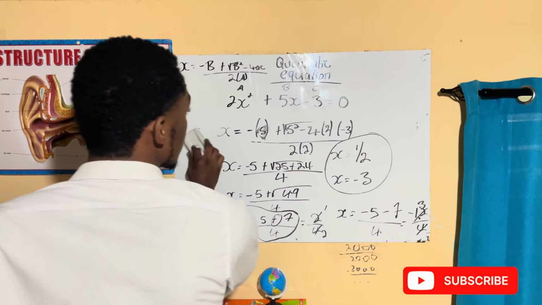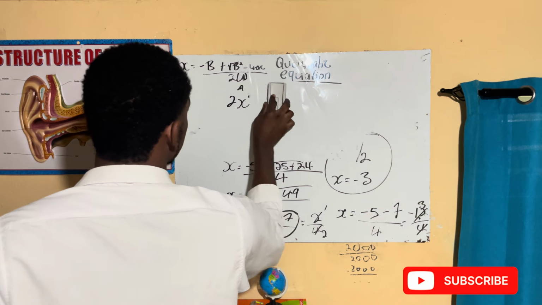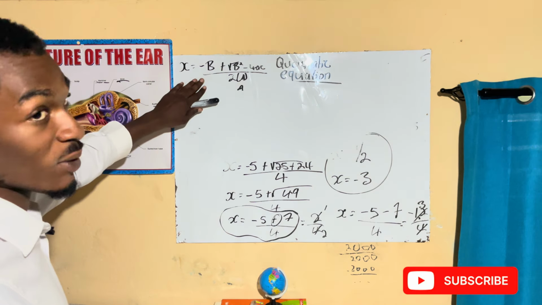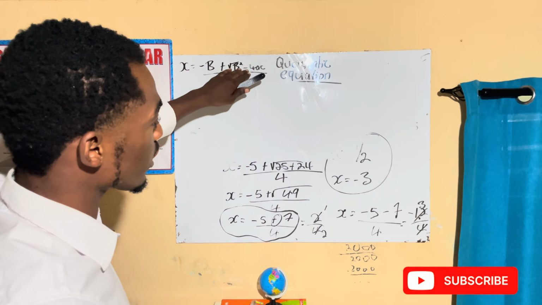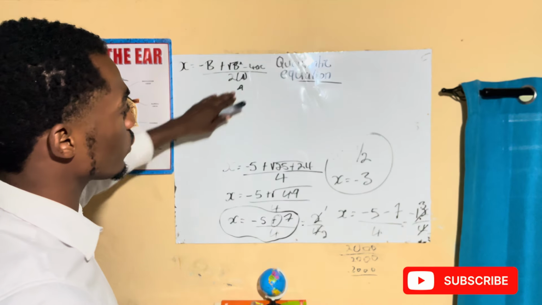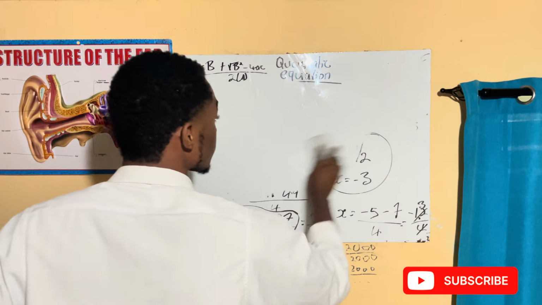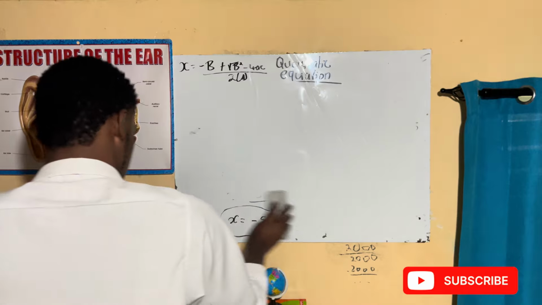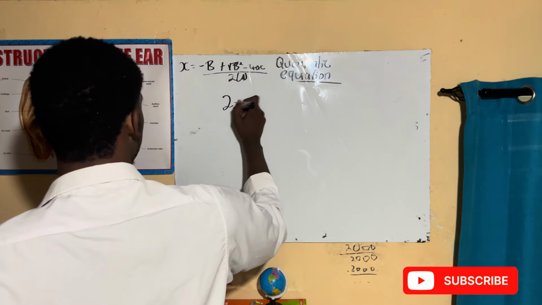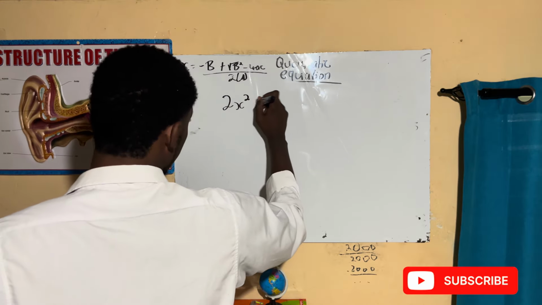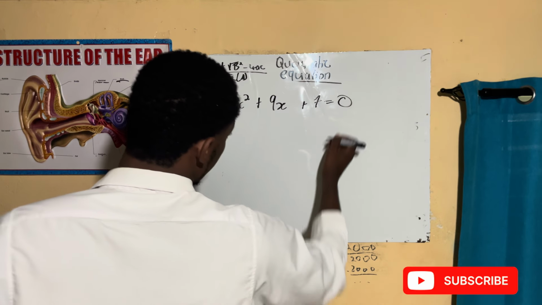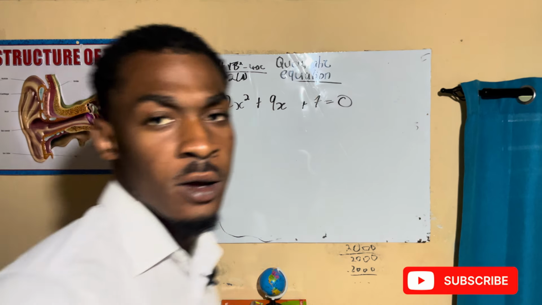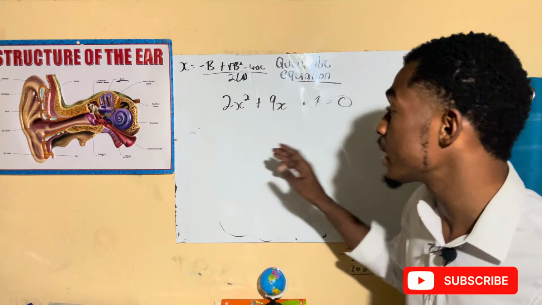Okay? So let me take down this question, guys. Please remember the formula. The formula is negative b plus or minus the square root of b squared minus 4ac, over 2a. Right? That is the formula. This one: 2x squared plus 9x plus 7 equals 0. So maybe I went through the first question too fast, so let me slow down a bit on this one.